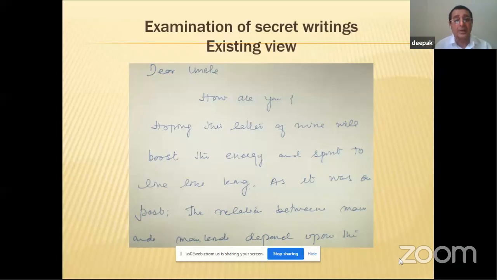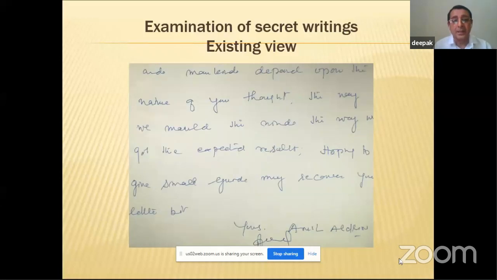That was under this fellow when he was caught at IG airport. He was carrying a bag with a few letters, and this is one of the letters. If you go through this letter, can you find any anti-India slogans or anti-India things written? Here it is written, Dear Uncle, how are you? Hoping this letter of mine will boost your energy and spirit to live like a king. As it was in the past, the relation between man and mankind depends upon the nature of your thought. The way we mold the mind, we get the expected results. I don't think there is anything anti-India written in these contents, friends.